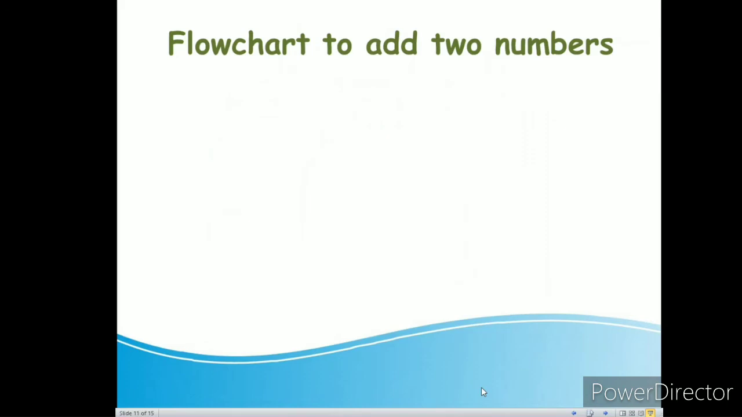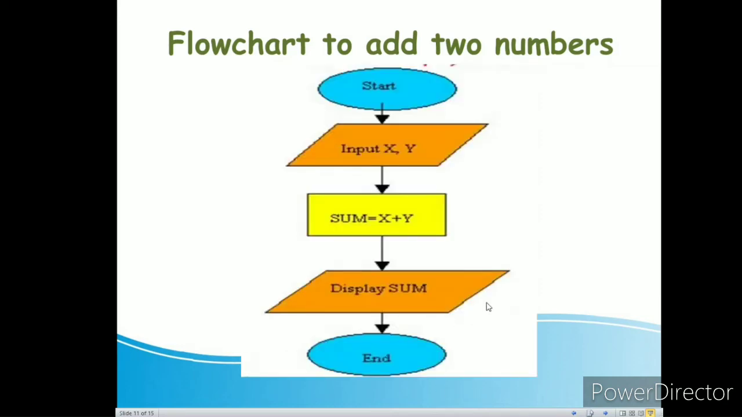So let's see the flowchart for the problem for which we wrote down the algorithm. The flowchart looks something like this. It's an oval, start, input, parallelogram, x and y, the two numbers we want to add. The process sum is equal to x plus y, the actual doing of the sum. Then the output, a parallelogram, displays the sum, and stop or end. Flowchart to add two numbers. Simple one. Then we go ahead to the next one.